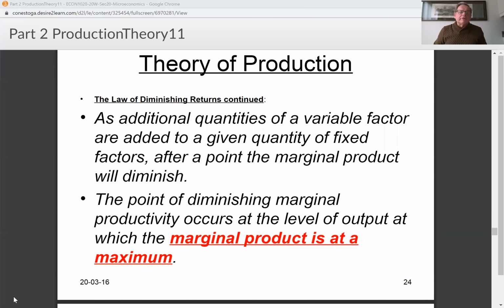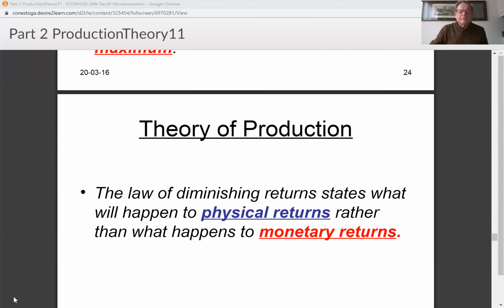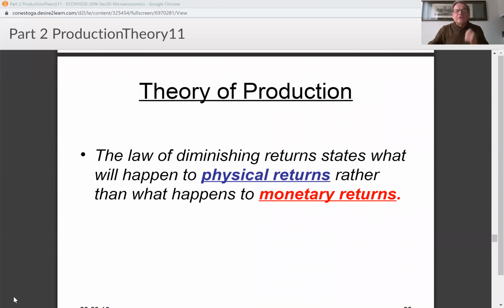So the law of diminishing returns: as additional quantities of a variable factor are added to a given quantity of a fixed factor, after a point, the marginal product will diminish. The point of diminishing marginal productivity occurs at the level of output at which the marginal product is at a maximum. Once again, that is point J. So in conclusion to this video, the law of diminishing returns states what will happen to physical returns rather than what happens to monetary returns.